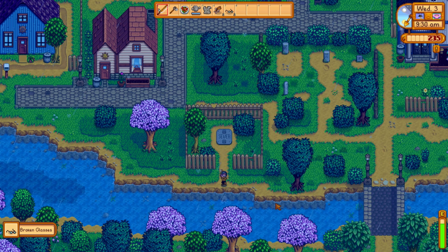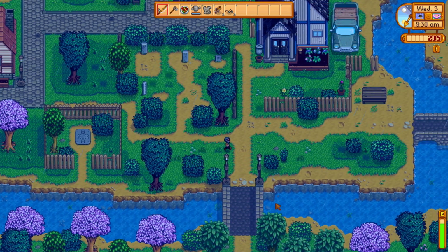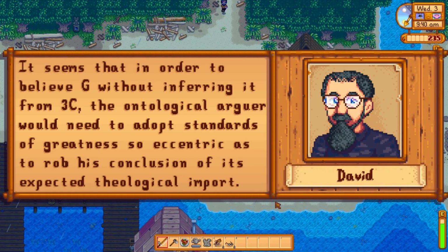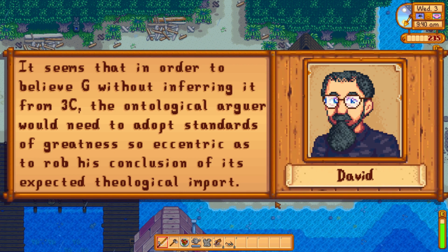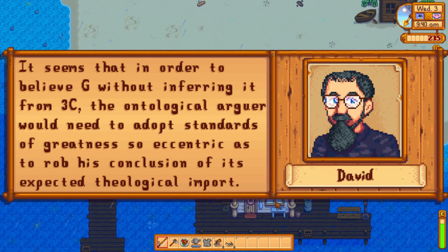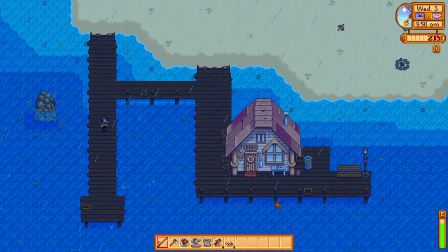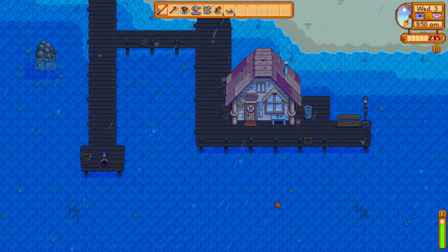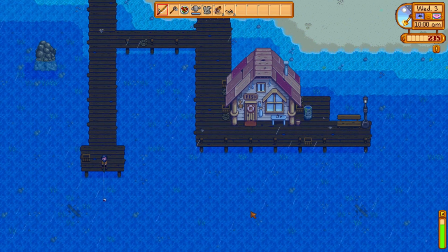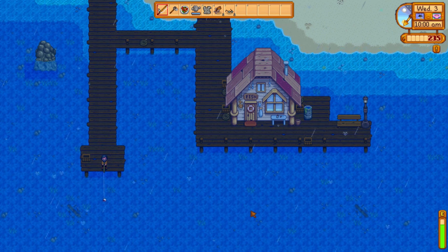The meaning of greatness essentially falls apart, with Lewis himself stating, "It seems that in order to believe G without inferring it from 3c, the ontological arguer would need to adopt standards of greatness so eccentric as to rob his conclusion of its expected theological import." As he goes on to explain, without 3c, G basically makes it so that some piece of mud in a mud world is ultimately superior to an angel in a heavenly one.